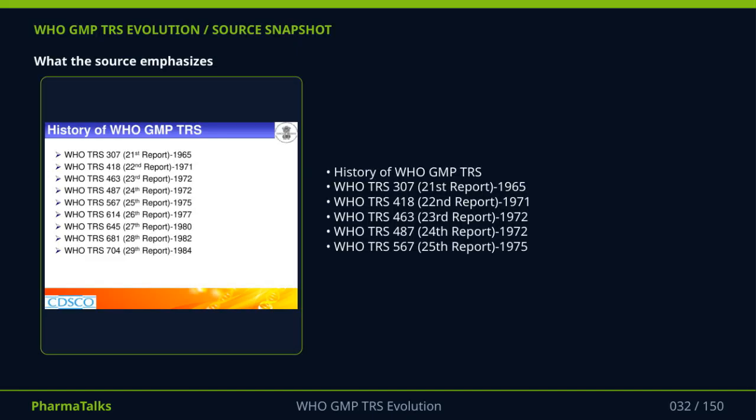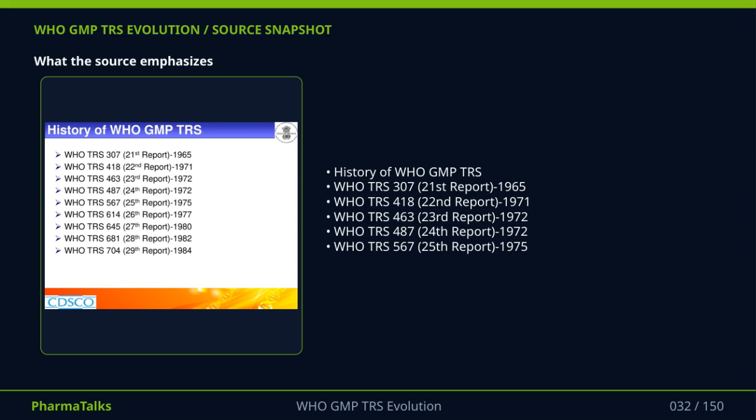On this slide, we take a closer look at the evolution of the Good Manufacturing Practices Technical Report Series, or GMP-TRS for short. We begin by understanding the historical foundation, starting with the 21st report in 1965, known as TRS 307. This was the initial stepping stone, setting standards for pharmaceutical manufacturing quality.